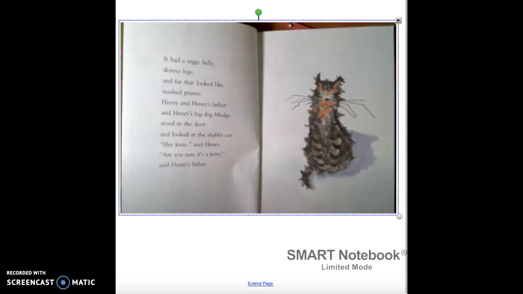Said Henry's father. So already you see there's a lot of details by explaining what the cat looks like. It also has dialogue of what the characters are saying.